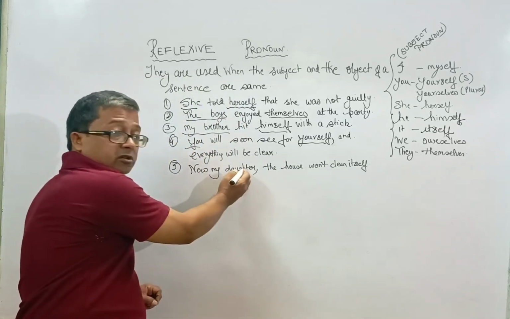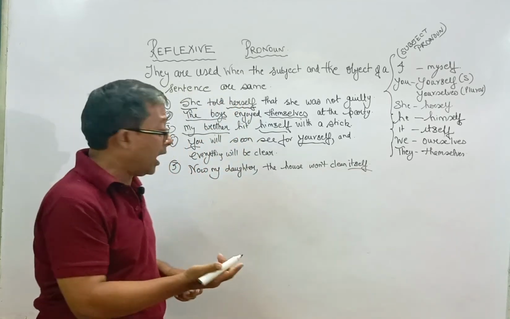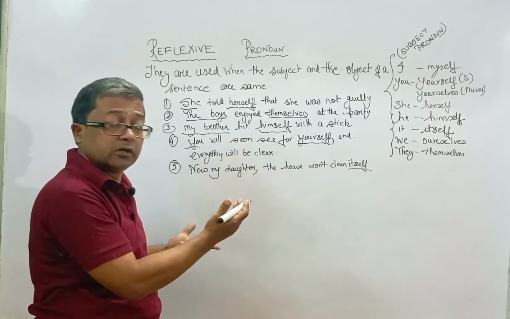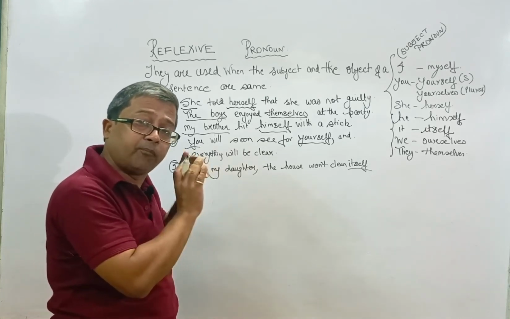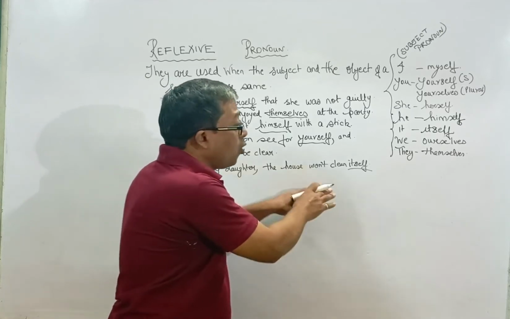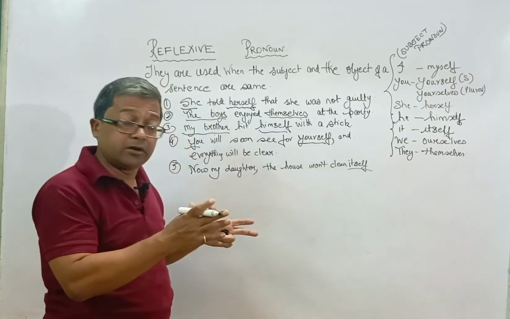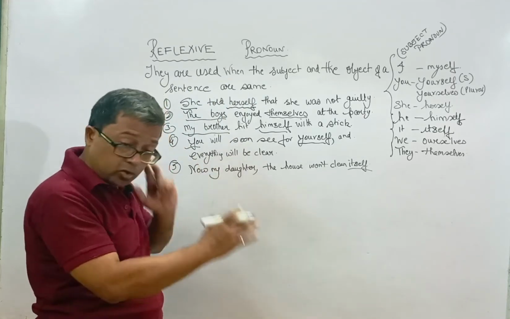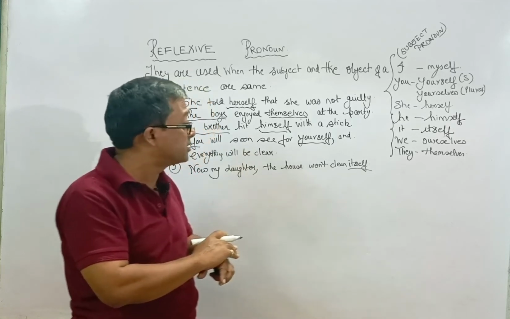Now, my daughter, the house won't clean itself. I am talking about the house. So the object and the subject are both the house. The house won't clean itself because the house is an inanimate object, it can't do something. So I am talking about the house and also saying that the house cannot clean itself.